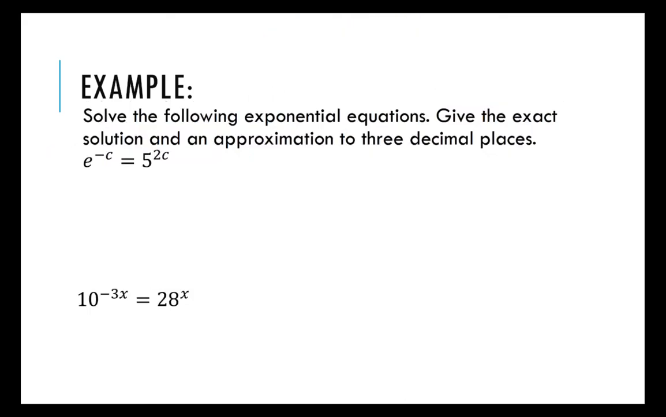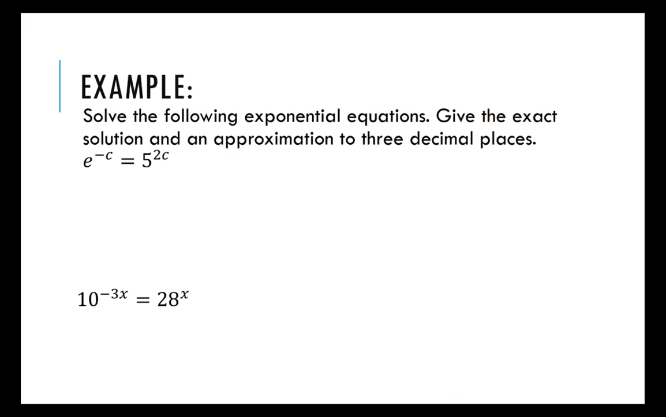Continuing, same thing. I have e to the negative c is equal to 5 to the 2c. Alright, well notice that there is a problem. It would be really great if I could write them with matching bases, but e, that transcendental, and 5 don't have a nice relation. Not that is real easy to find. So what does that mean I'm going to have to do? Well, it means I'm going to have to take the log of both sides.